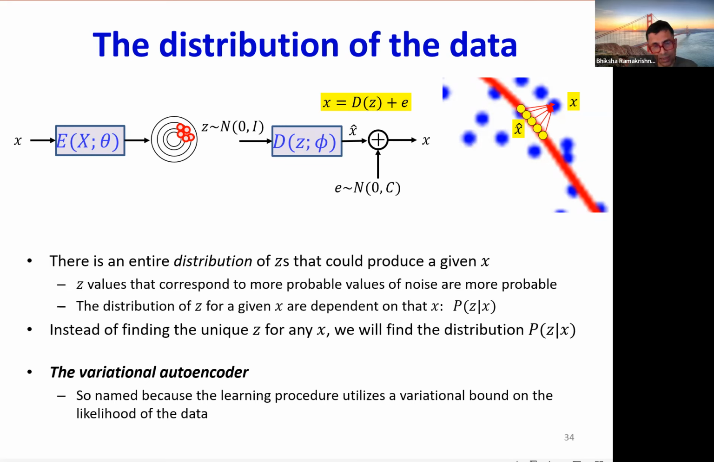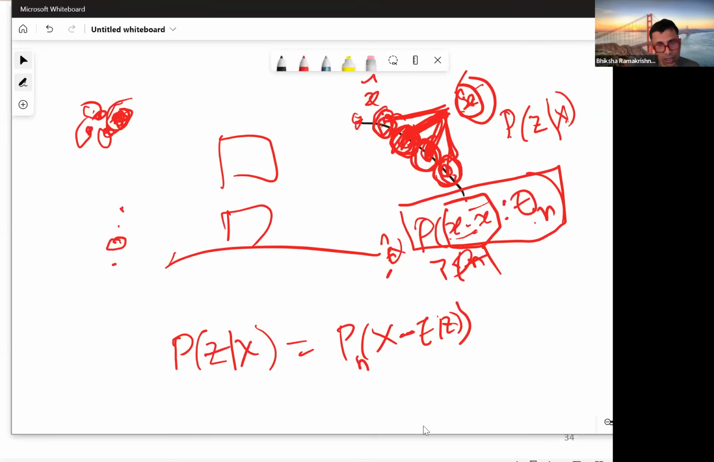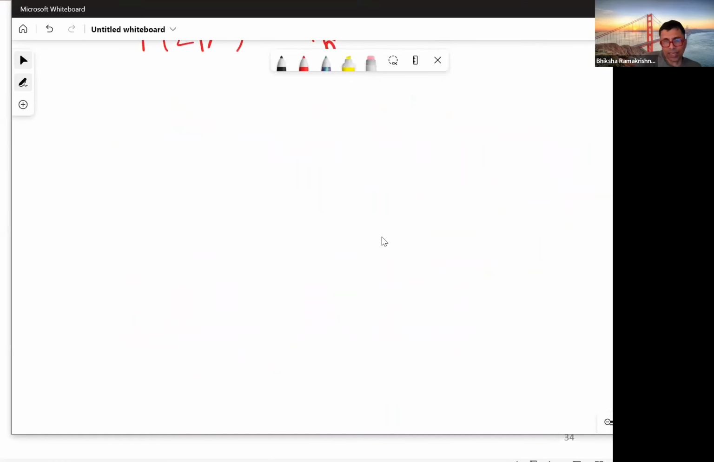Is that making sense? So let me draw this process. At this point, all we have is x, okay? X could have come from all of these x hats, right?